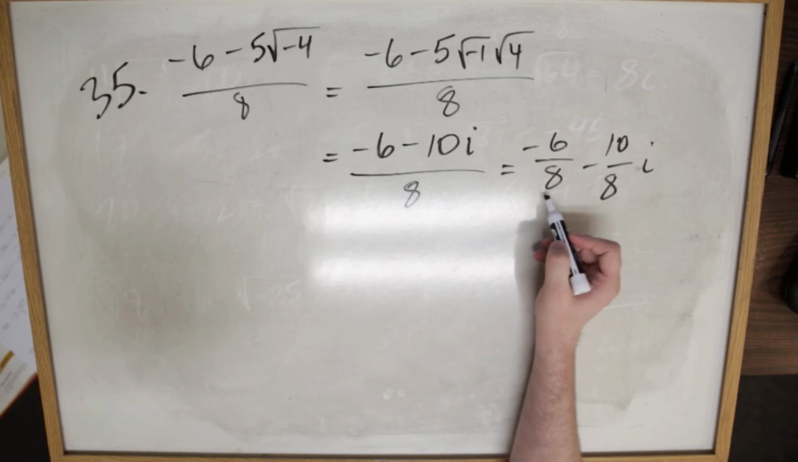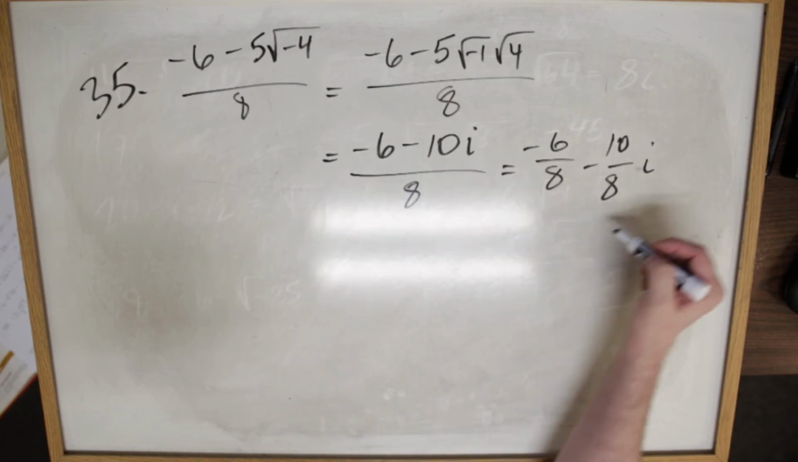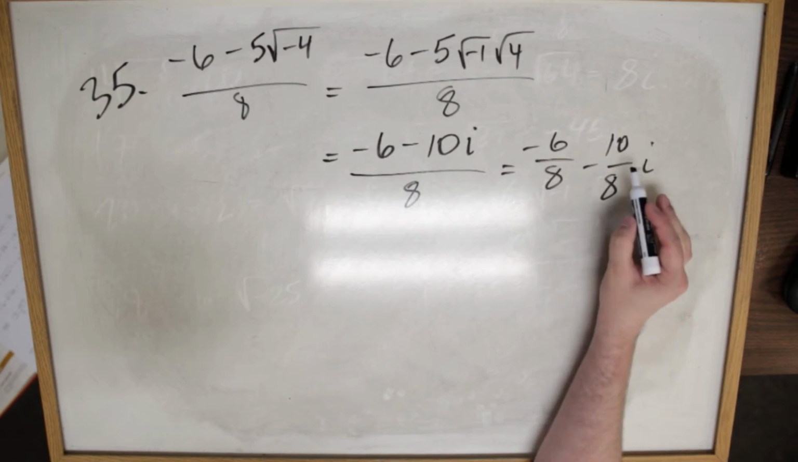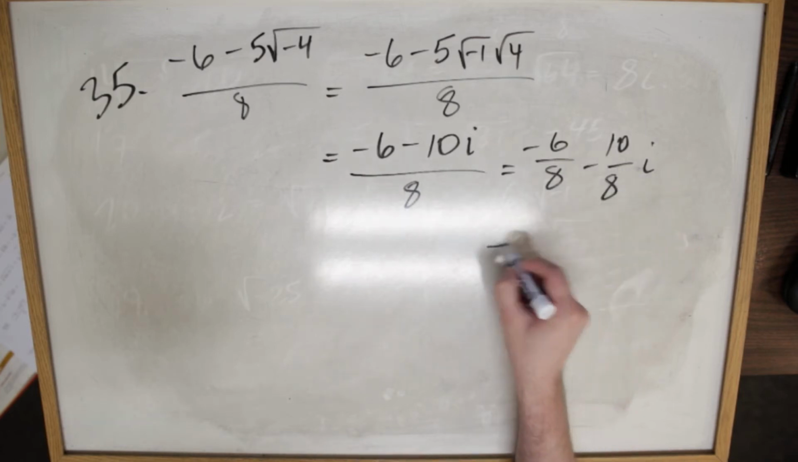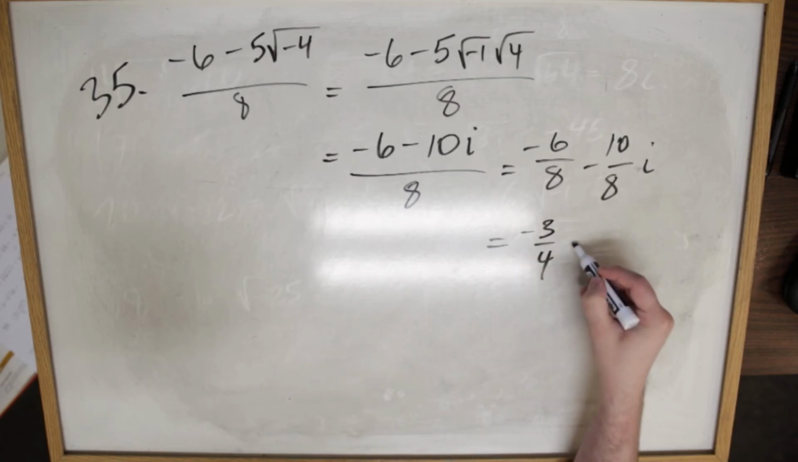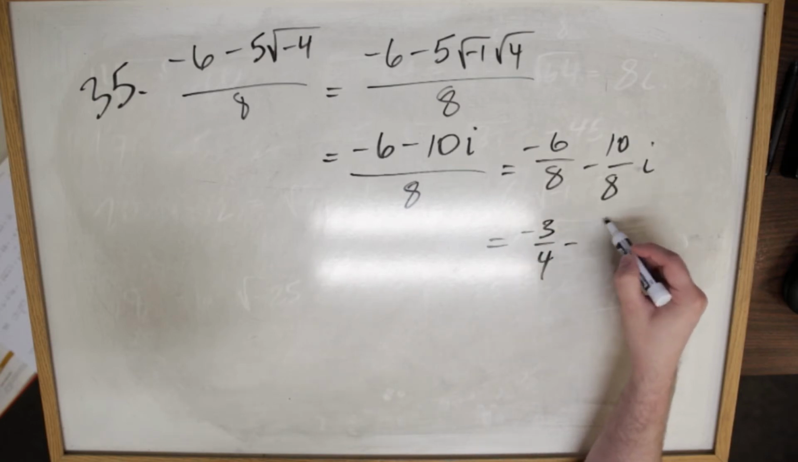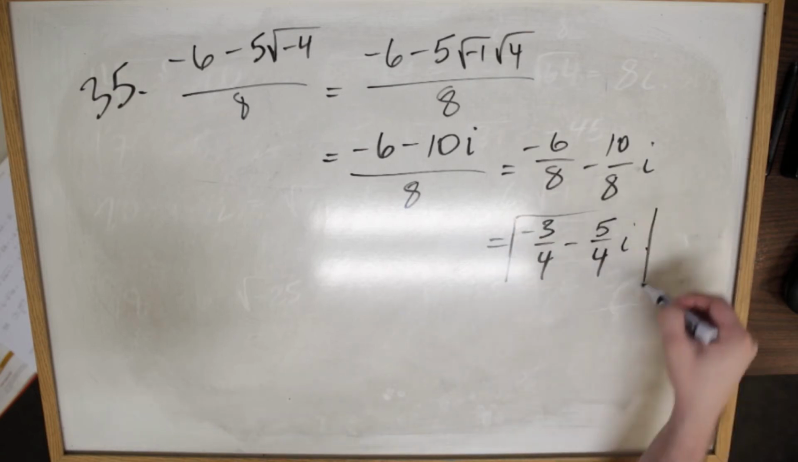When you write these out, sometimes you'll get fractions. This is the real part right here, and this is the imaginary part over here. You write the whole thing out as a fraction and then put the i at the very end, kind of like multiplying by that fractional coefficient. So this will be minus 3 over 4 minus 5 over 4 i. I'm just simplifying these. Okay, so there we go.